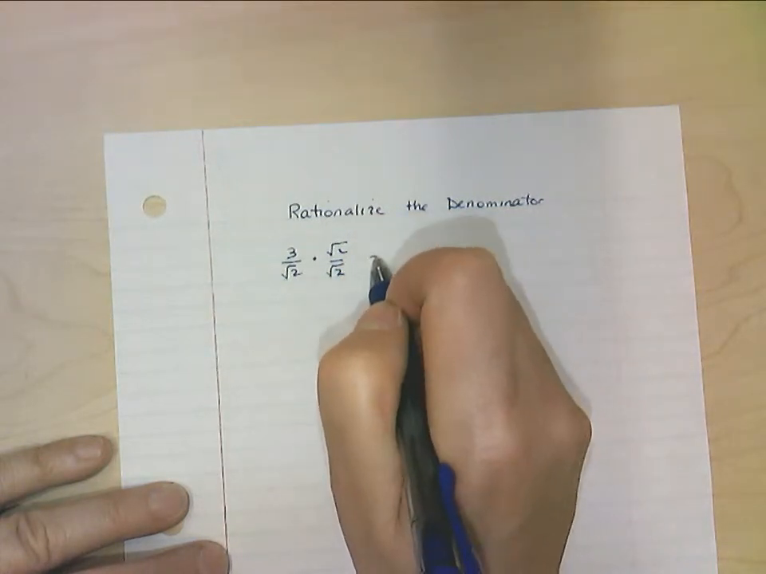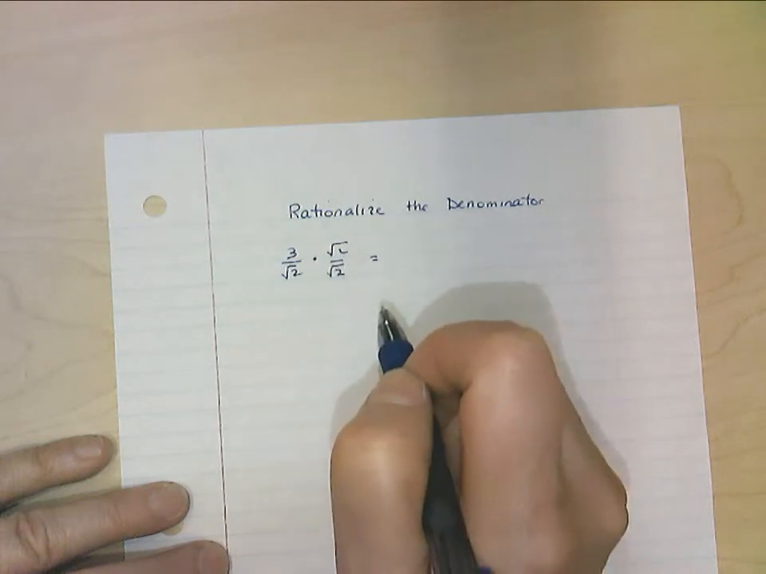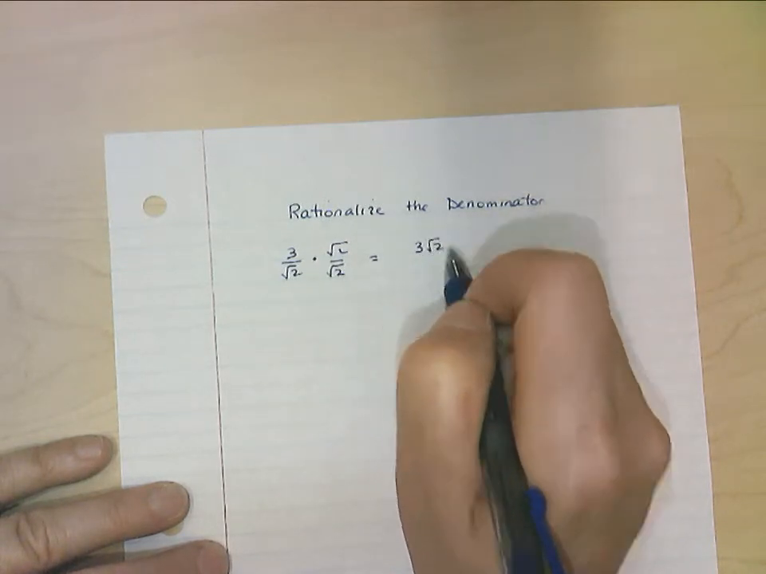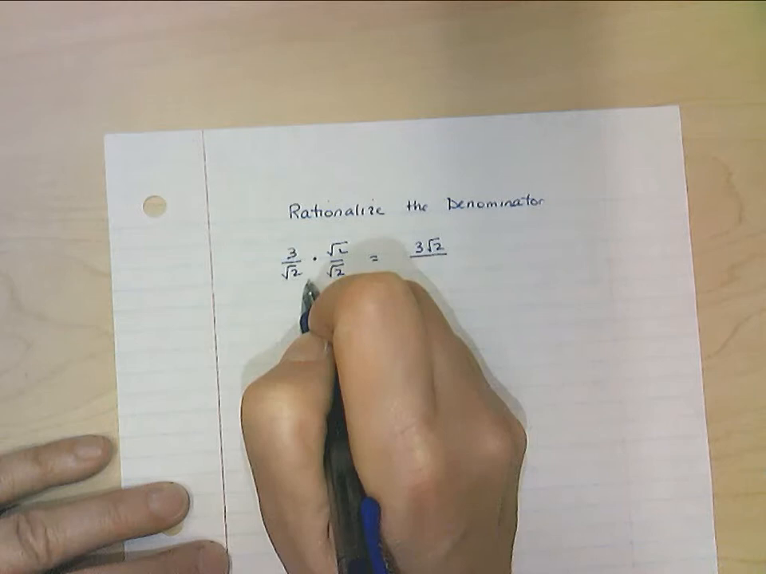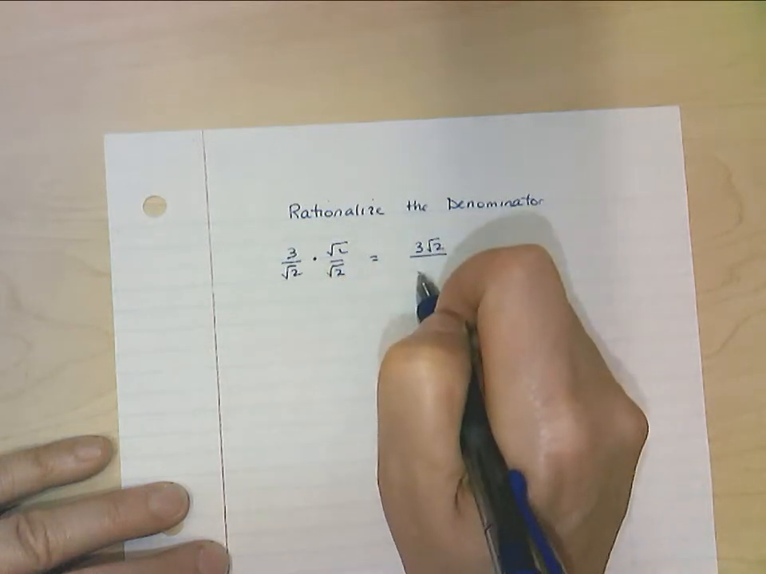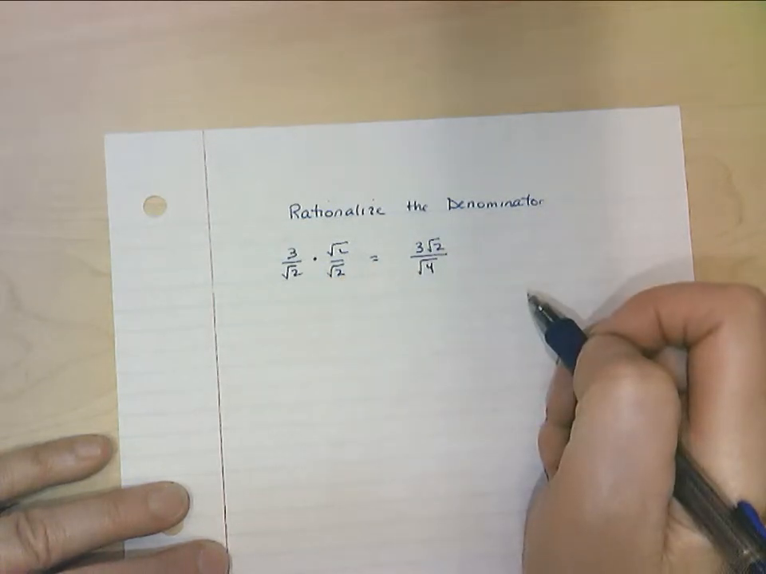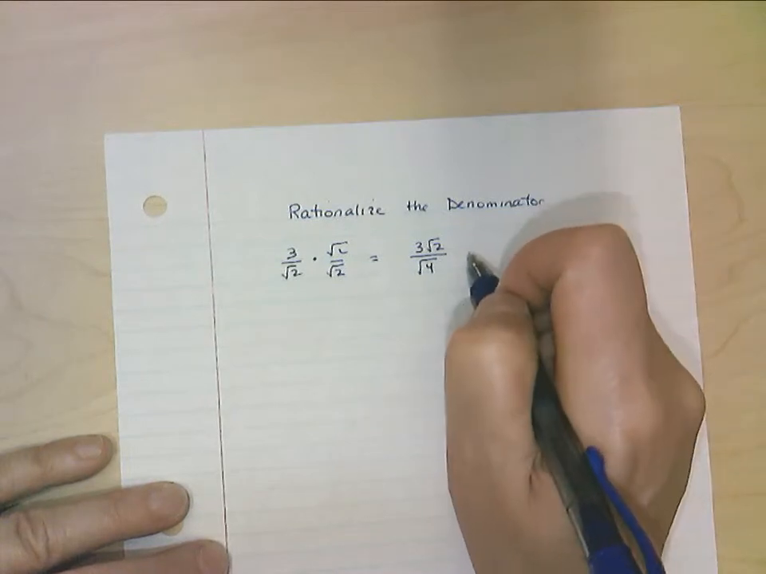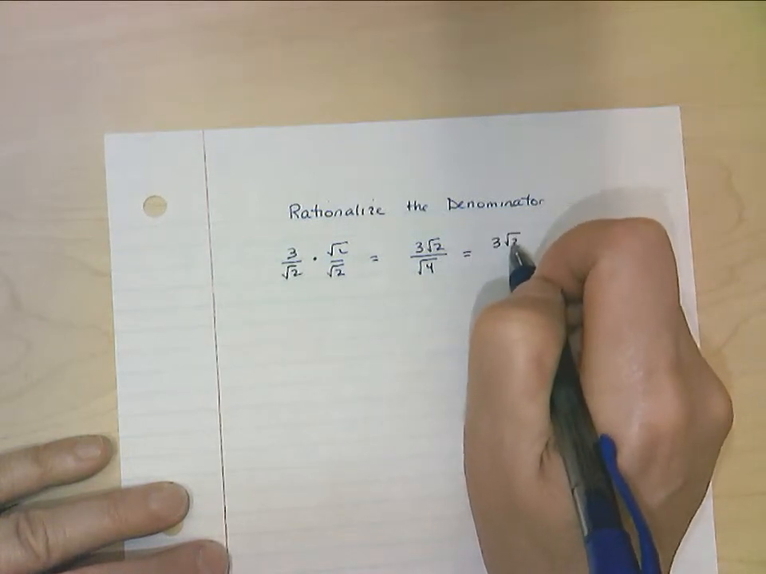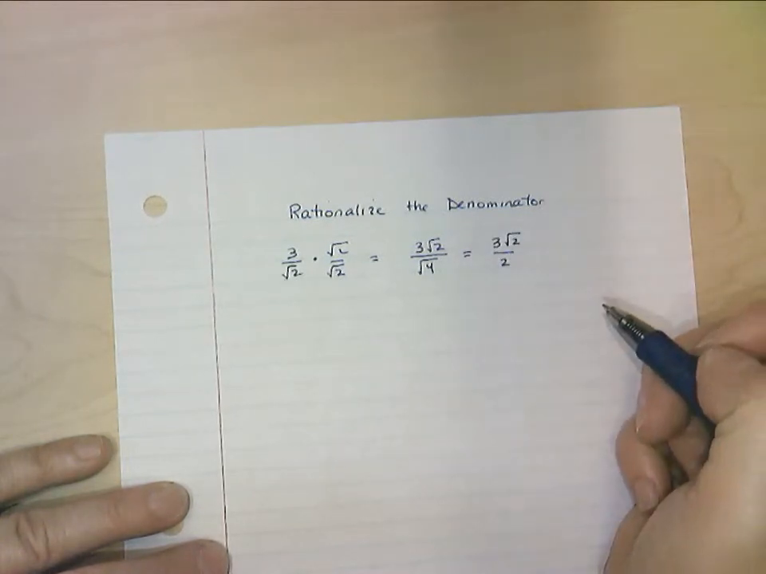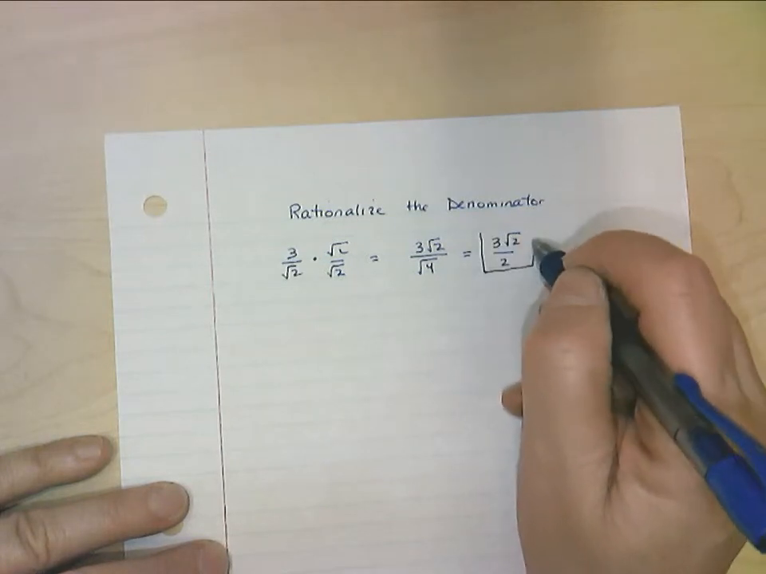And I multiply straight across. So numerator multiplied by numerator is going to be 3 square roots of 2. Denominator multiplied by denominator is going to be the square root of 4. The square root of 4 will reduce, so I will get 3 square roots of 2 divided by 2. And that's my answer.